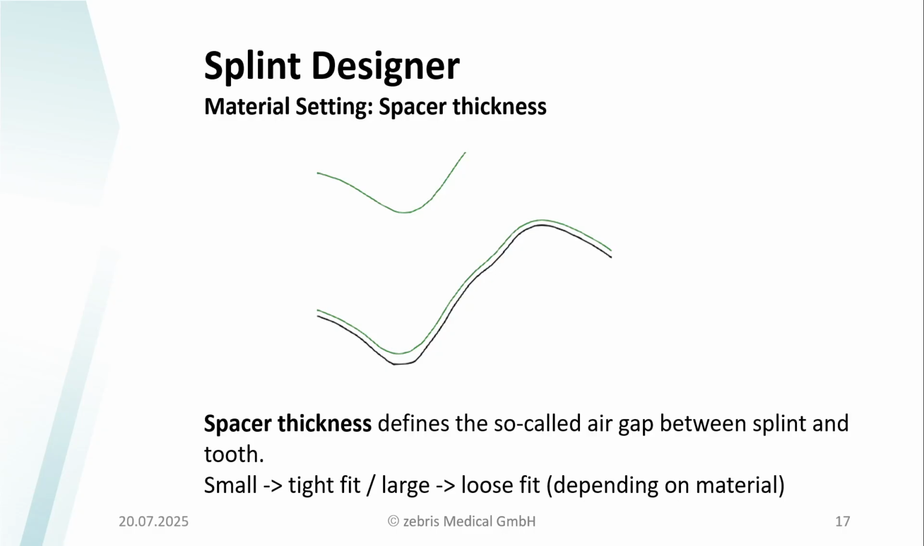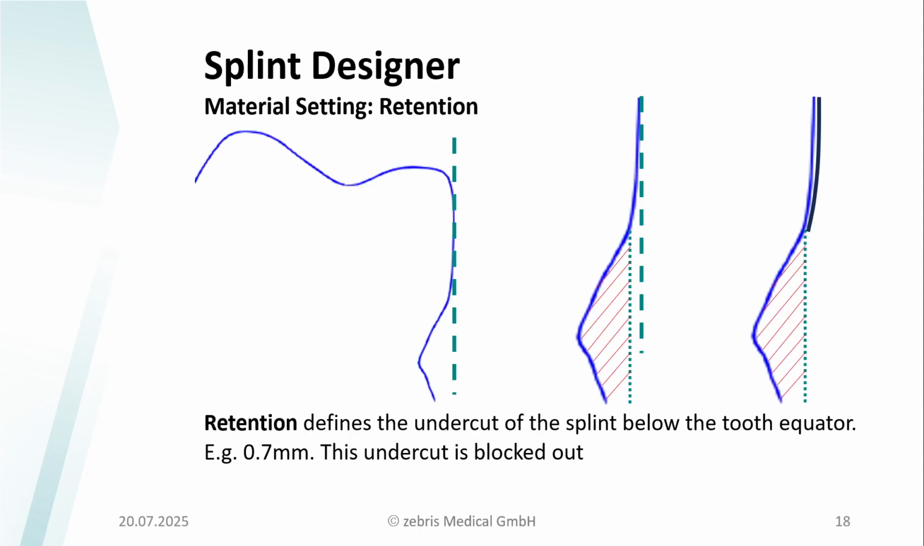The spacer thickness defines the so-called air gap between the splint and the tooth. When you set it really small, you have a really tight fit of your splint. Quite large, you have a bit of a loose splint. It's also material dependent. The retention defines the undercut of the splint below the tooth equator. When we set the value of 0.7, for example, 0.7 millimeter, we go below the tooth equator, and the rest of the teeth is blocked out.